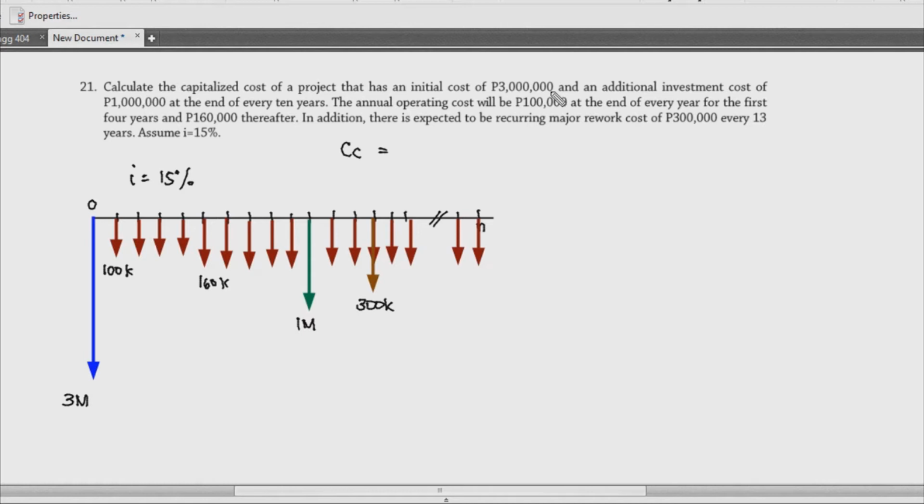Anyway, let's solve for this. We know the formula for any capitalized cost of type C is CF plus A over i, and then plus X, wherein X comes from the amount of principal invested at a rate of i% and the interest which will amount to S every K period.